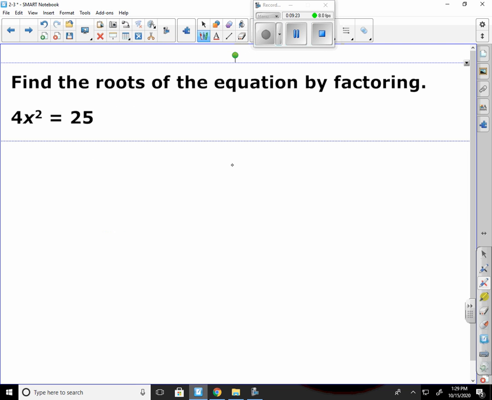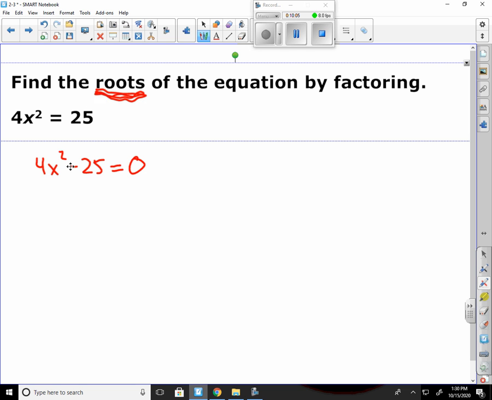Okay, this takes us to a new type of problem. In this case, we have 4x squared equals 25. Now, every time we're trying to find the roots, we want to do the same thing. We want to get everything on the same side. So let's subtract the 25 over. You don't really want to end up with a negative out in front. So anytime I can avoid a negative on the x squared, I'm going to try to avoid that. So I'm going to subtract the 25 over to this side. It gives me 4x squared minus 25 equals 0.